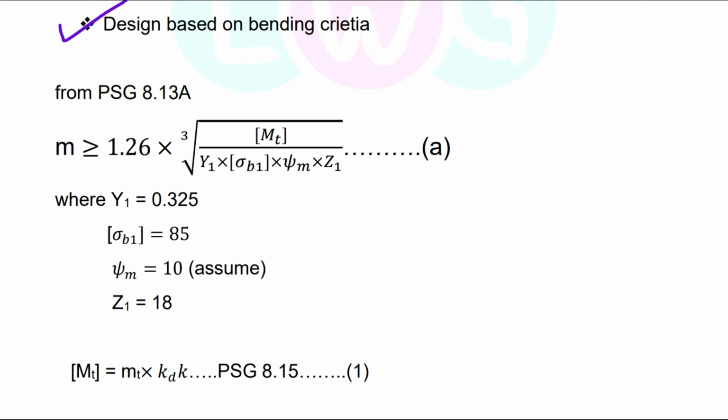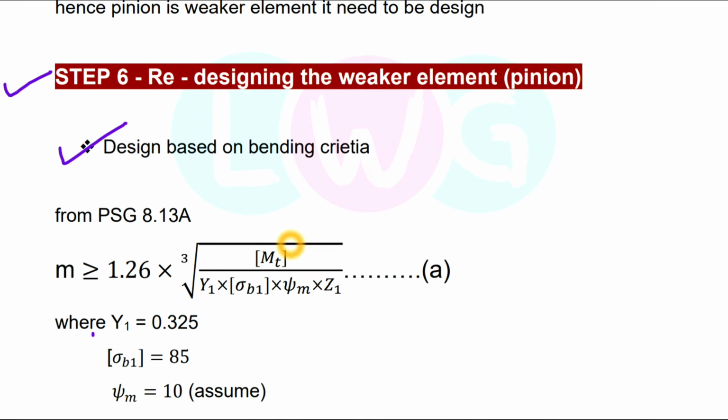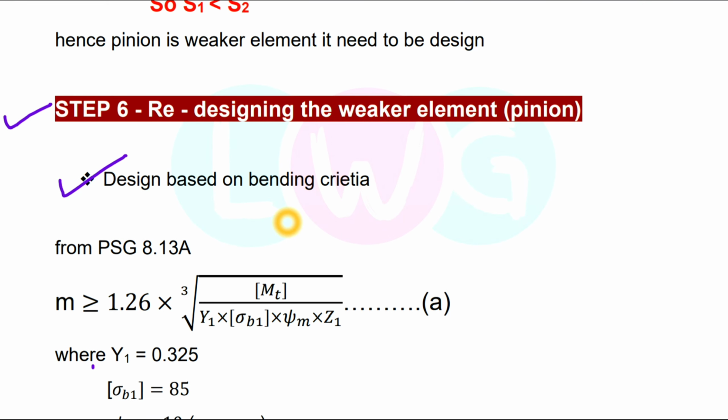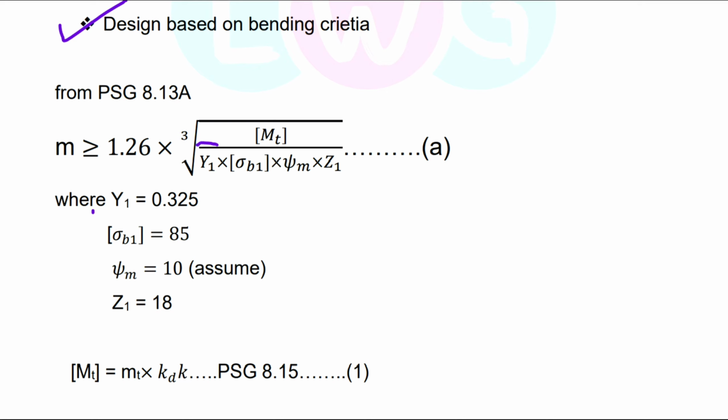into Z1. Here Y1 is equal to Y1. As we know the weaker element is the pinion, now only remember the values of the pinion. Forget about the gear values, whatever you calculated for the gear, now forget it, only remember the values of the pinion. So here Y1 will be the Lewis form factor of the pinion, which we know is 0.325. Sigma b1 is the bending stress value for the pinion, which is 85, also given in the question.